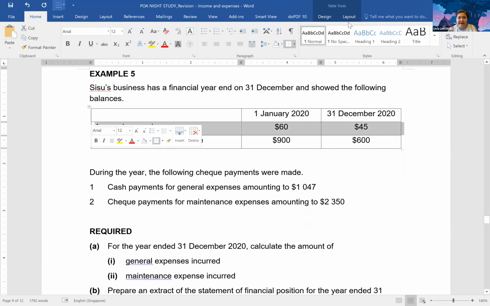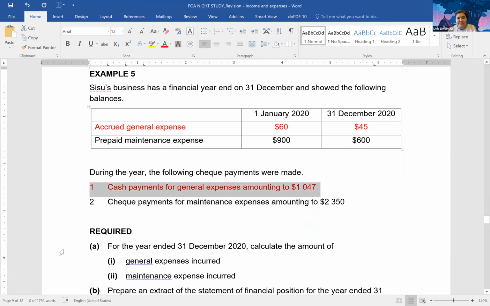All right, so let's take a look at example number 5 again. In this example, there's actually more than one, so I only want you to do all the ones in red. I only want you to do general expenses. Can you do the answer? Calculate the amount of general expenses incurred. So as usual, can you key in the chat box?